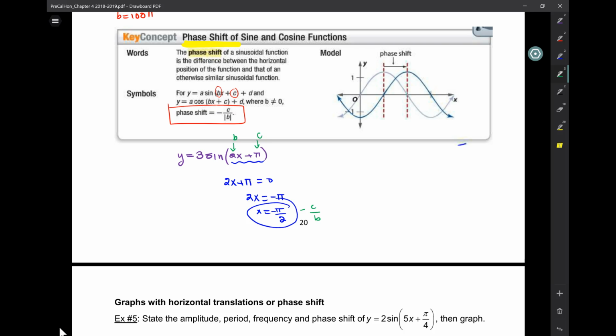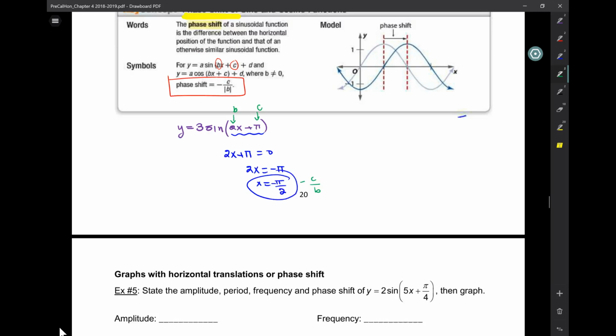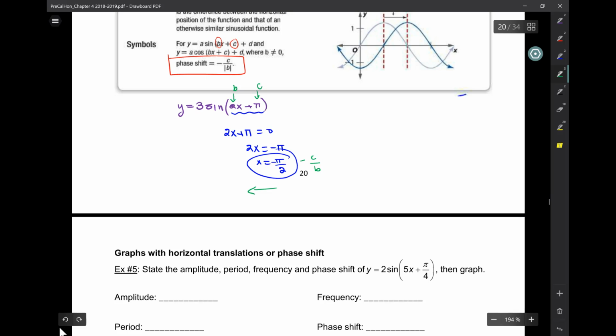If it's x equals negative pi over 2, it means it's moved in the negative direction, pi over 2 units. Okay? Yes? What if you don't have a C value and you just have B as 2x? Then there's no phase shift. Because if it was y equals 3 sine 2x, you can still do 2x equals 0, x equals 0, no phase shift. So it's moved only when there is a C value.